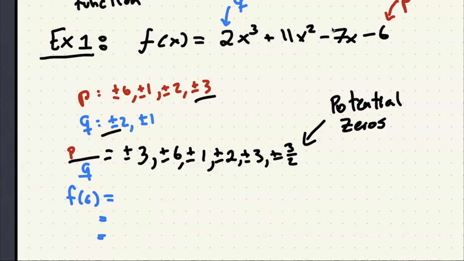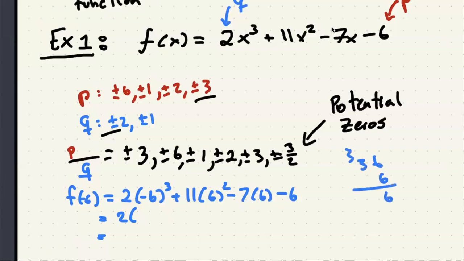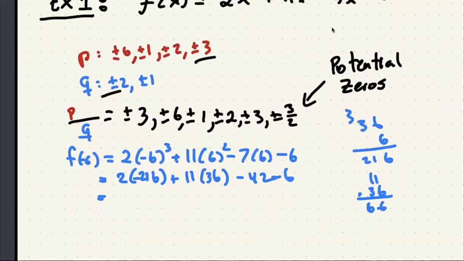I guess another number you can try is maybe -6. So that's going to give us 2 times -6 cubed plus 11 times 6 squared minus 7 times 6 minus 6. 6 cubed is 36 times 6, which is negative 216, times 2, plus 11 times 36 minus 42 minus 6. Let's see, what's 11 times 36? Right, that's gonna be 366 plus 30, 396.